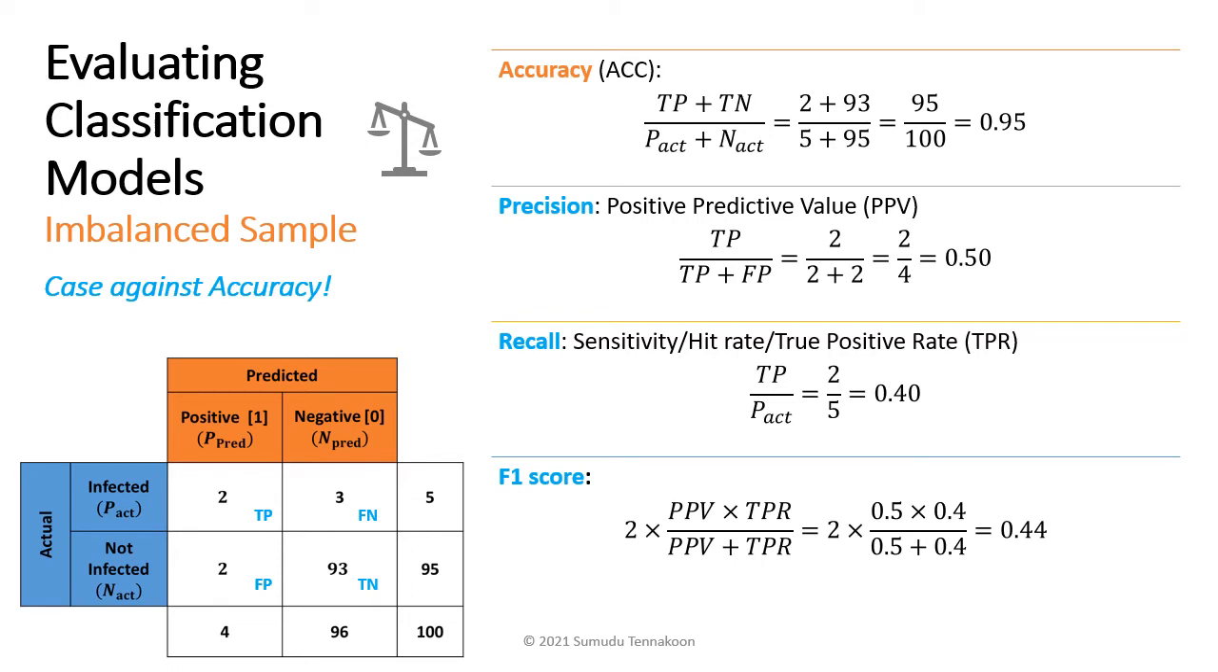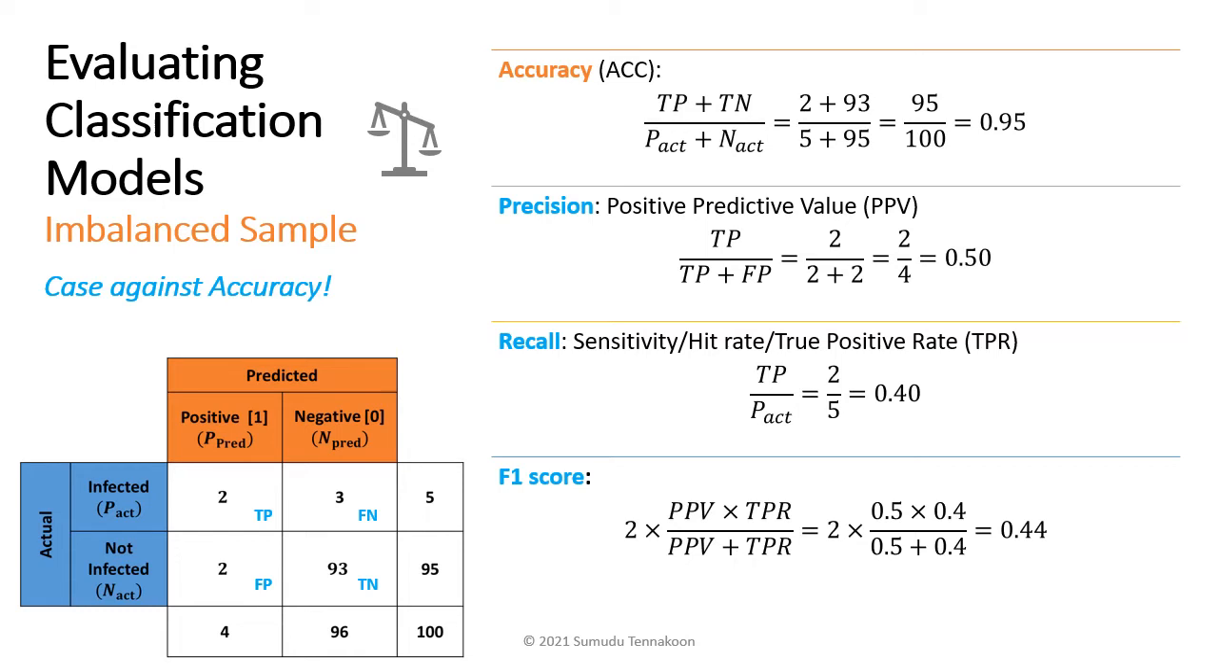This is also a highly imbalanced sample. You have 5% infected and 95% non-infected actuals, right? Now your model predicted, out of the 5 infected people, 2 of them as positive and 3 of them as negative. That is a bad case, right? You are telling a person who is infected that they are not infected. Not only bad, it is dangerous for community spread, right?